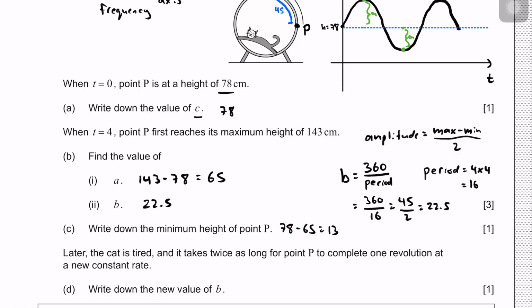So, once again, midline is at 78. The wave height is equal to 65. 78 minus 65 would take us to the minimum, which would be the height that we are off the ground. Okay.